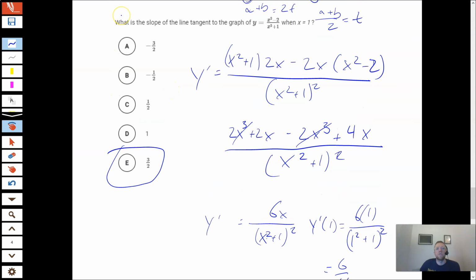And if this problem asks for the equation of the tangent line, I plug x into my function to get my y, and then plug that point into my y equals mx plus b, or point slope form if you know it. Okay, so that is it, you guys.